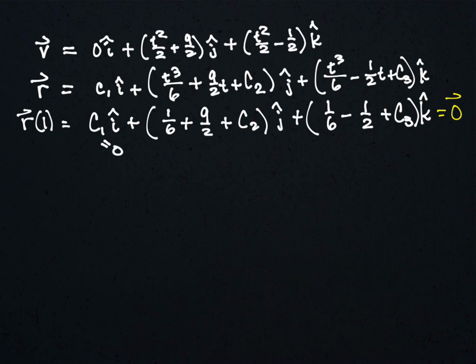So this should be 0. That's easy enough. That means C1 is 0. All of this is 0. That's a little bit messier to do. So somebody grab a calculator or scratch paper real quick, or maybe you can just do it quickly in your head. What is 1/6 plus 9/2? What is it? 28 over 6. Do we confirm that? Okay, then what would C2 be? C2 is negative 28 over 6. Can we simplify that? Yeah, negative 14 over 3.